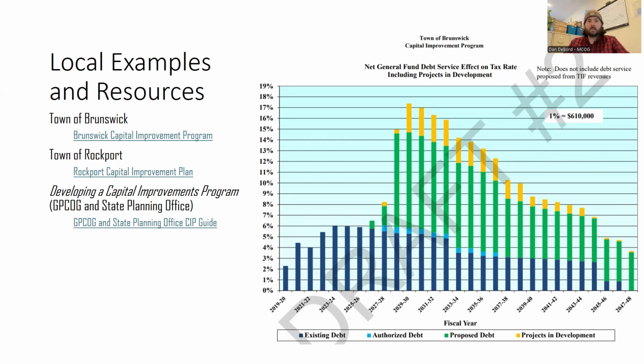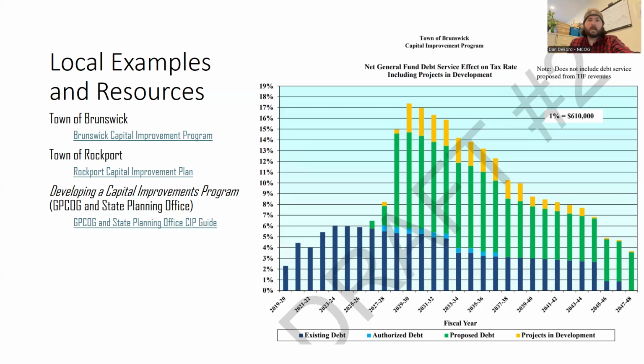And then two examples from a bigger town in our Midcoast region, Brunswick's capital improvement program. If you check out Brunswick's projects, they have a web page on their ongoing capital improvement program process. They're creating one currently for 2026 through 30. And then on the other end, you can look at a smaller municipality in our region, Rockport. They have past capital improvement plans posted on their website, so you can see a finished project. So both good resources to check out.